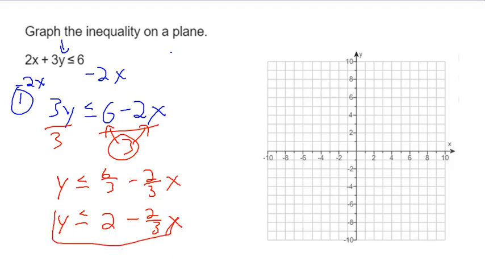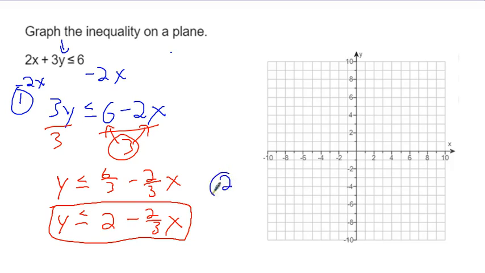All right, that's step 1 here. Step 2, maybe I won't write out the details this time, but I'm just going to do the step. Step 2 is to graph it as if it were an equation. So we're going to graph y equals 2 minus 2/3 x. And to do that, we will use the slope, again, which is negative 2/3, and the y-intercept, which is 0, 2. So I'm going to plot the point 0, 2.